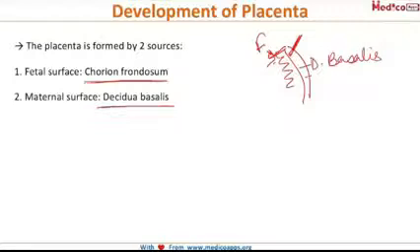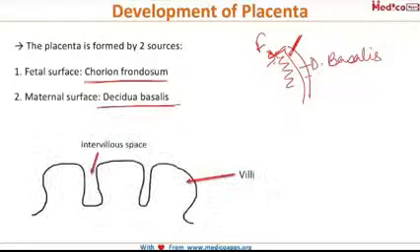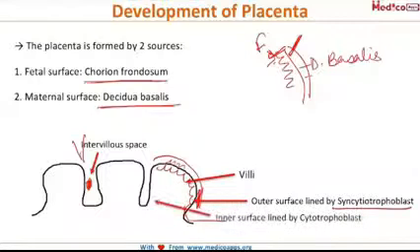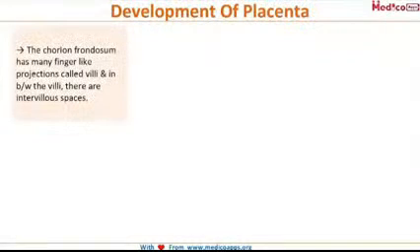As you can see in this diagram, this is our villi, this is the intervillous space. It is here that the maternal arteries come and open, and this is the villus, which is lined by the outer syncytiotrophoblast, which is a multinucleate cell layer, and the inner cytotrophoblast, which is a single cell layer. Now, this chorion frondosum has many finger-like projections called villi, and in between the villi there are intervillous spaces.